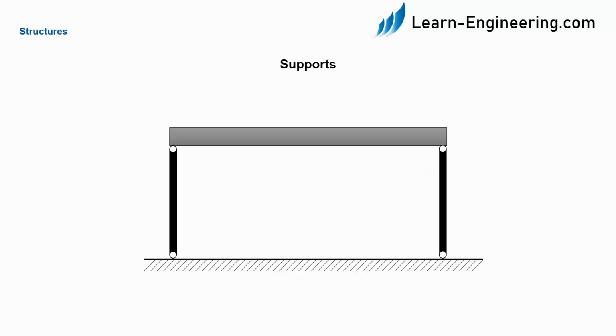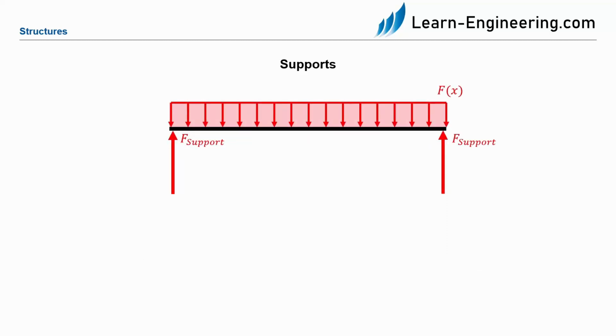In this example, we now have a table with a dead weight. This table has two legs which support the table and ensure that the table does not fall to the floor. In this case, the legs are the supports of the table. The top of the table exerts a force on the legs. According to the law of actio equals reactio, the legs exert a counter-reaction on the table. This reaction can be shown in the free body diagram.